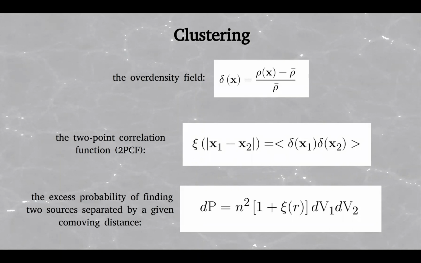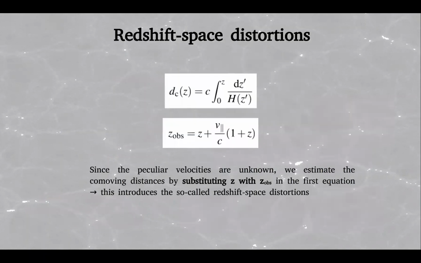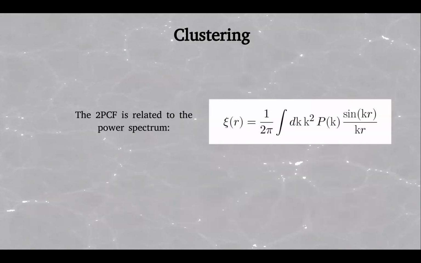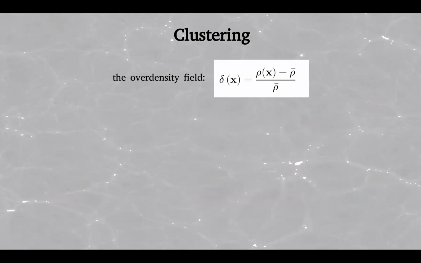And if we have a discrete set of tracers, like galaxies, for instance, we can express this 2-point correlation function as the excess probability of finding pairs separated by a given comoving distance with respect to a random distribution. So this is the probability, this is the comoving number density.